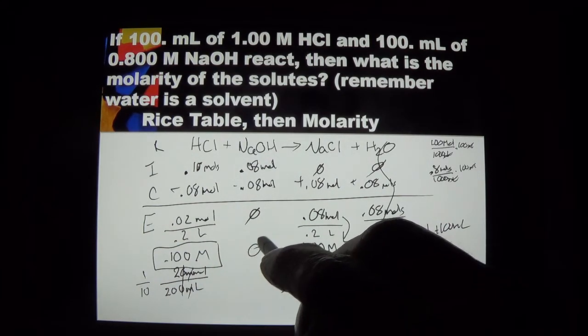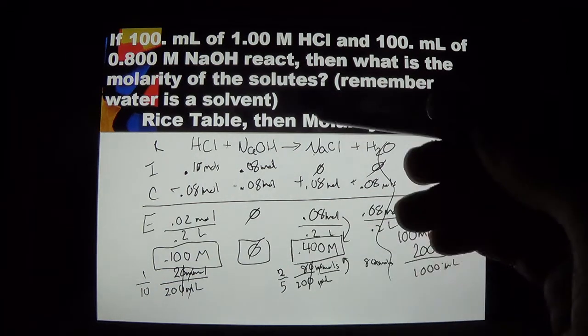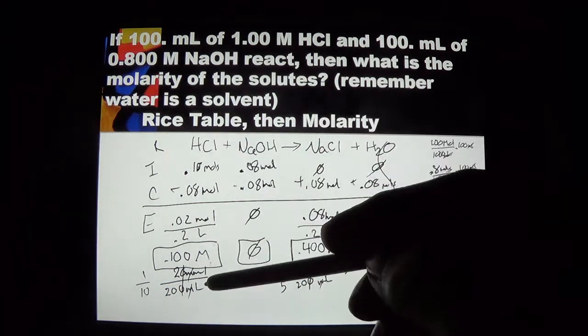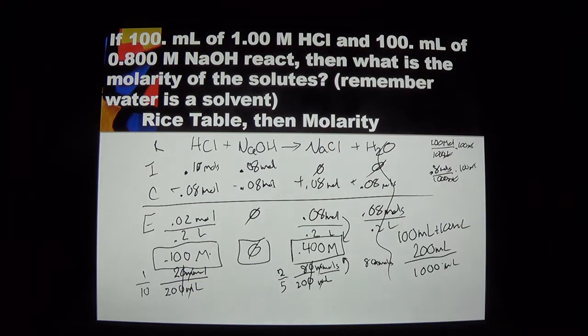And you know what? If you have your rice table lined up nice and neat like that, you probably don't even have to label it that this is 0.100 molarity HCl. They'll read that right off your rice table. Now, if you want to be sure that you're very clear about your answer, that would be a great thing to do as well. So there we go.